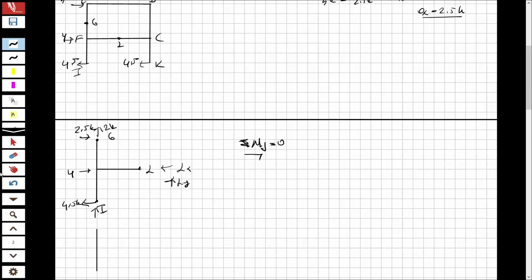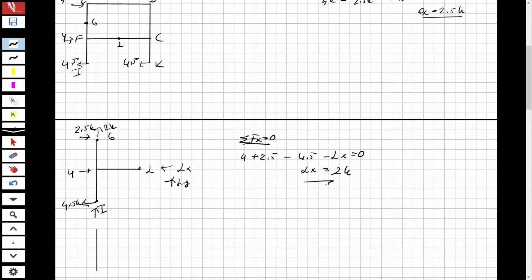But actually, before everything, let's write the total Fx is equal to 0. When we write the total Fx, we are going to obtain the Lx. So total Fx equal to 0, and 4 plus 2.5 minus 4.5 minus Lx equal to 0. What is Lx? 4 plus 2.5, 6.5 minus 4.5, this will be 2 kips.